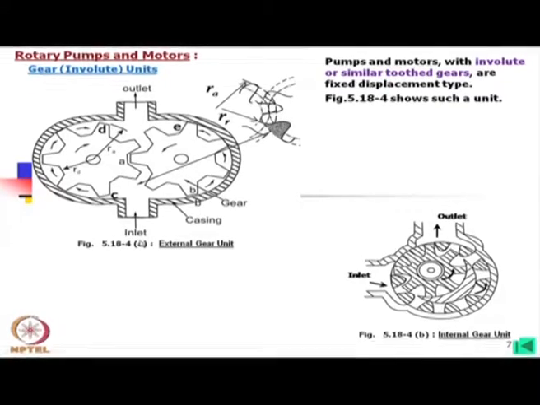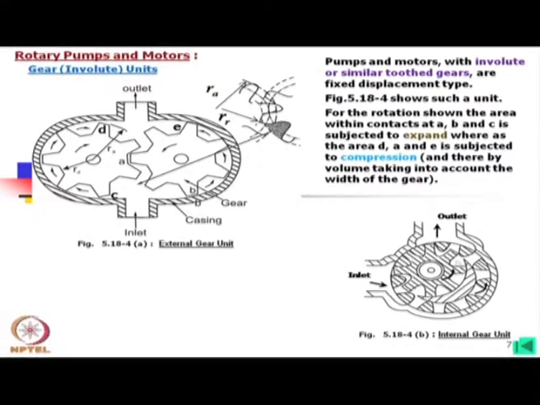For a motor also the same thing, this is inlet, this is outlet, but the pressure will just be reversed. And here we have shown the volume of oil. In the case of the internal gear unit, I shall explain later, but you can see both the gears are rotating in the same direction. Here also we can use involute or similar types of teeth. I have already explained how this volume is expanding and compressing.